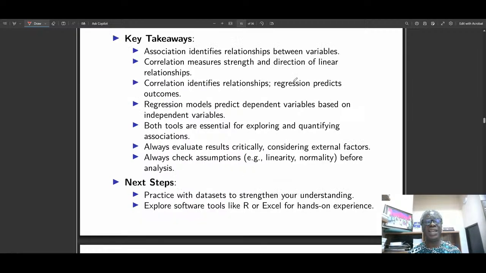So I advise you to practice with data, though, and you can also use statistical software like R, Excel to analyze correlation and regression.